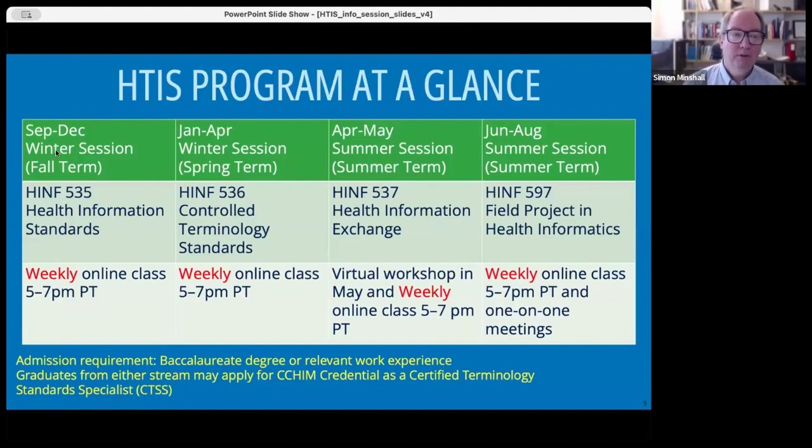HINT 535 is offered in the fall term, and the rest of them follow. So sorry, HINT 536 is offered in the spring term, that's January to March. And then both the final two courses are offered in the summer term, but they're not offered concurrently. You complete 537 first, and then you transition into 597, and the second part of the summer term is taken up with that course. So they're a bit more intensive, but it means as a result, all four courses are completed within a year, and you're done, ideally.